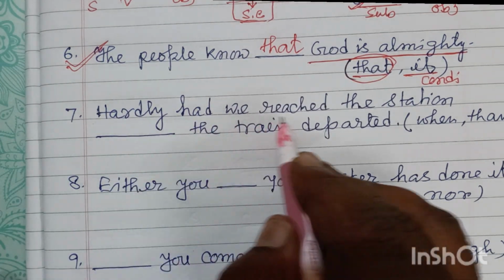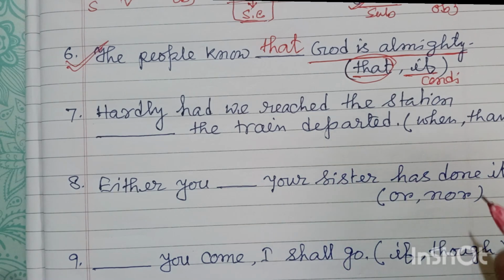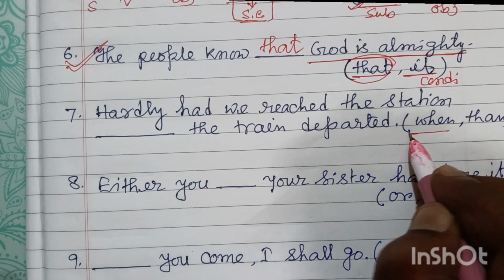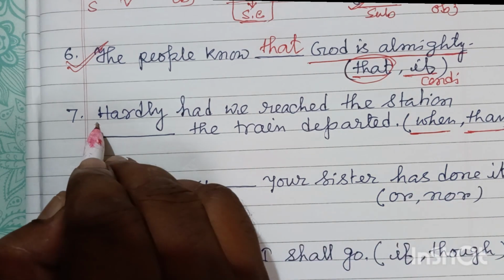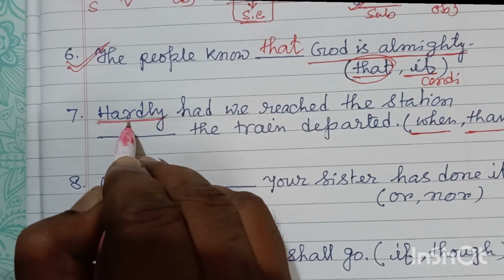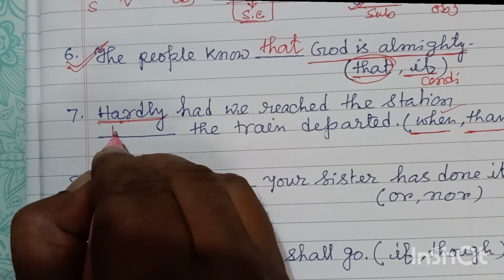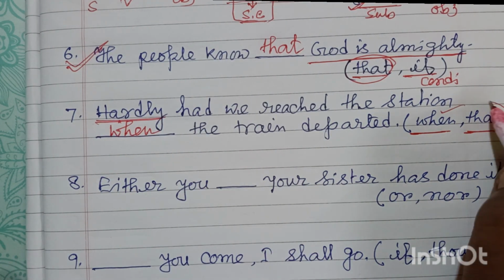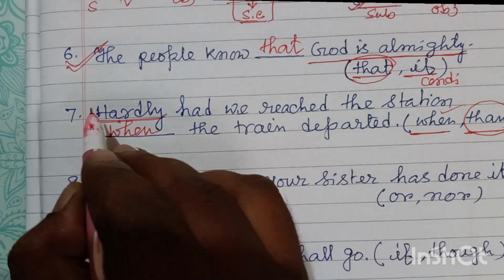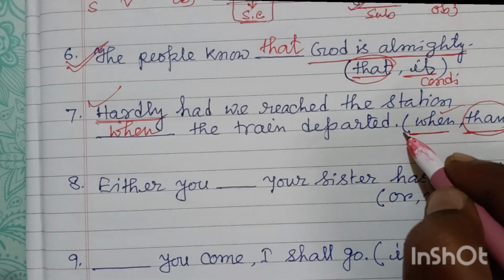Next one: hardly had we reached the station, blank, the train departed. The options are "when" and "then." Friends, hardly, scarcely, barely are always followed by "when." So we have to write "when" here. "No sooner" is followed by "than." But here it is "hardly." So hardly, scarcely, rarely, barely are all followed by "when." So we have to choose "when."